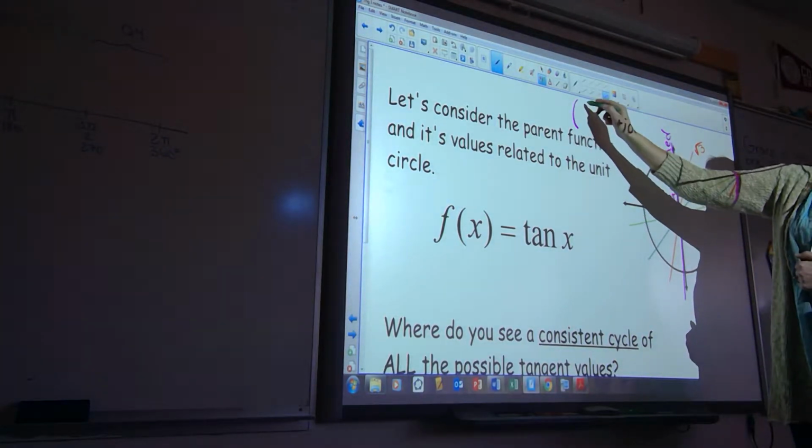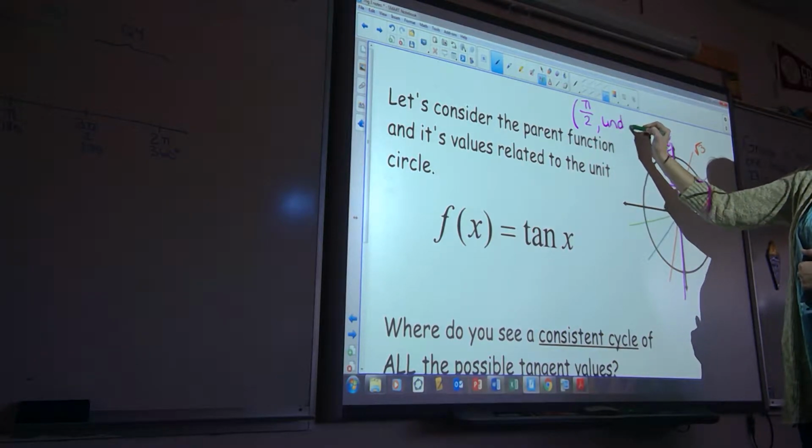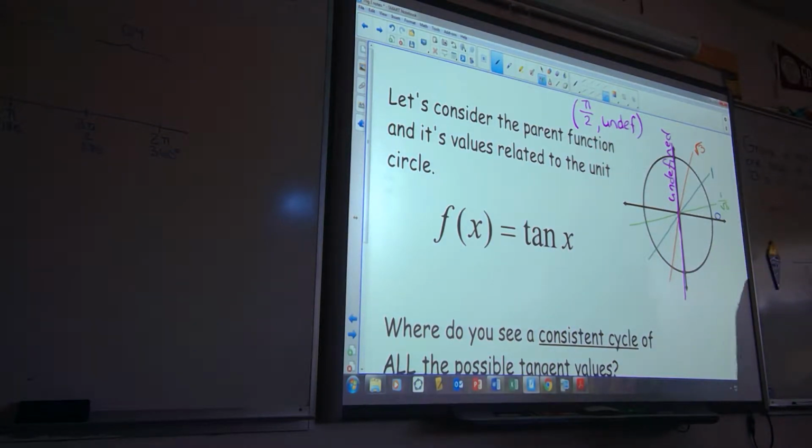Okay, so if I ask you to graph that point, I want you to graph the point pi over 2 on the x-axis and undefined on the y-axis. Do you know how to graph an undefined point? No. So that's one of the things that makes tangent a little bit weird, is we have this break in the function.